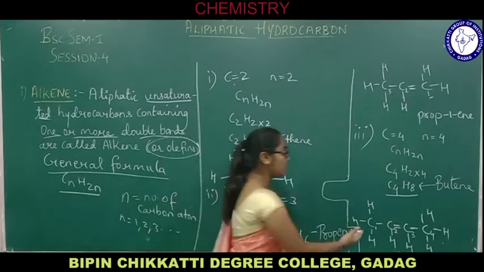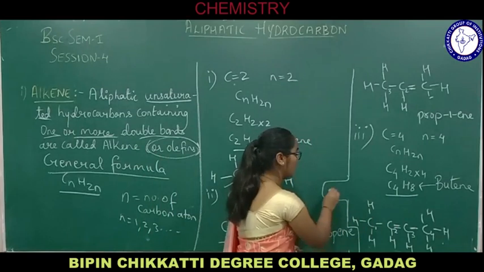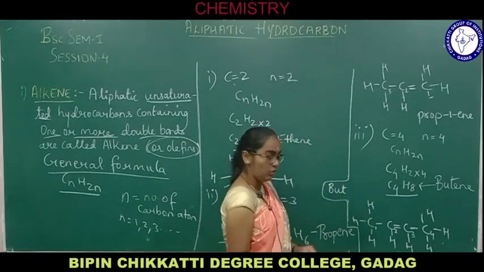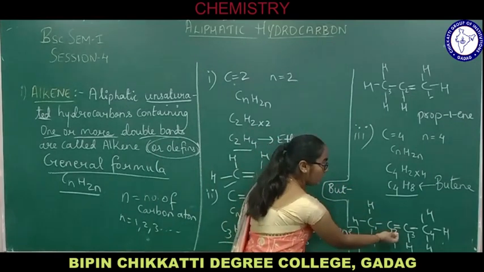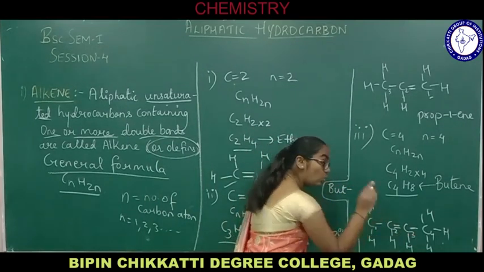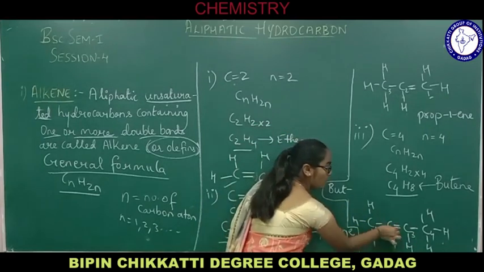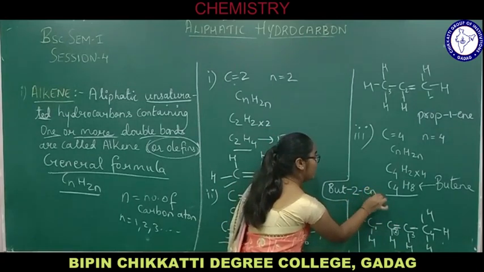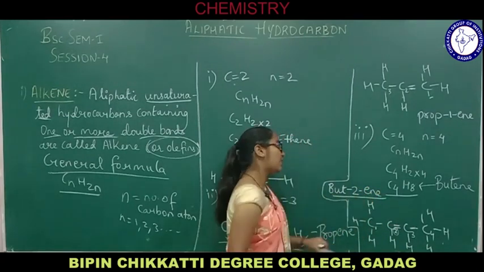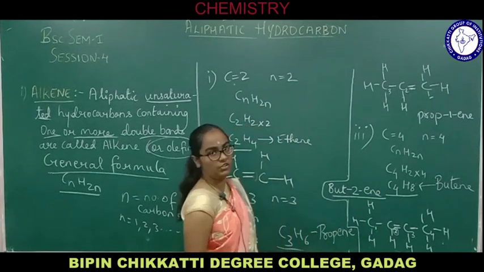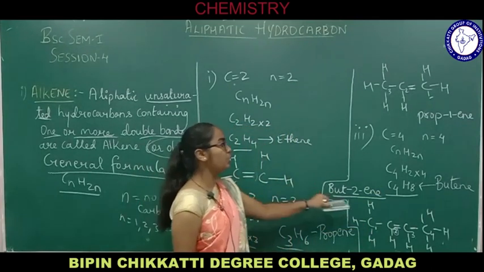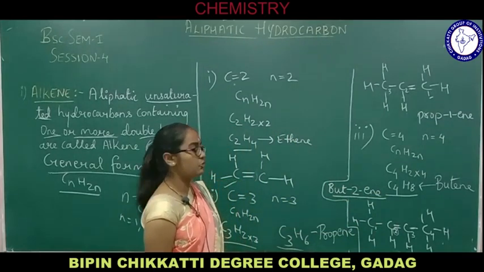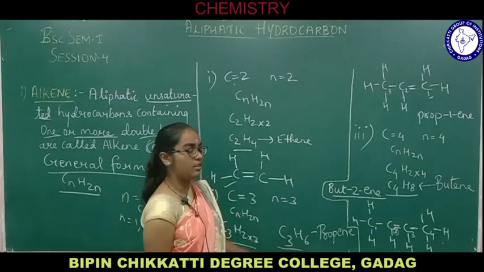Now since it is present between carbon number 2 and carbon number 3, the name will become but. Now "ene" is the double bond, right? But it is present between carbon number 2 and carbon number 3. The lowest number for it is 2. So but-2-ene. This is the IUPAC name for this structure. So but-2-ene becomes the name for this structure with carbon 4 and hydrogen 8.